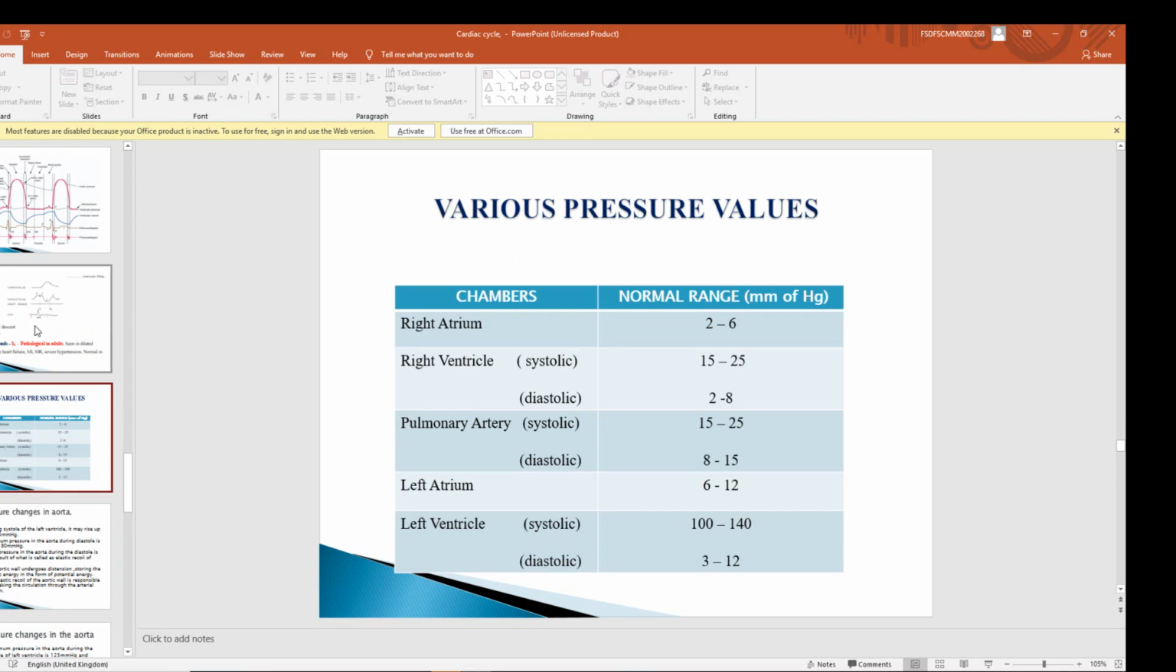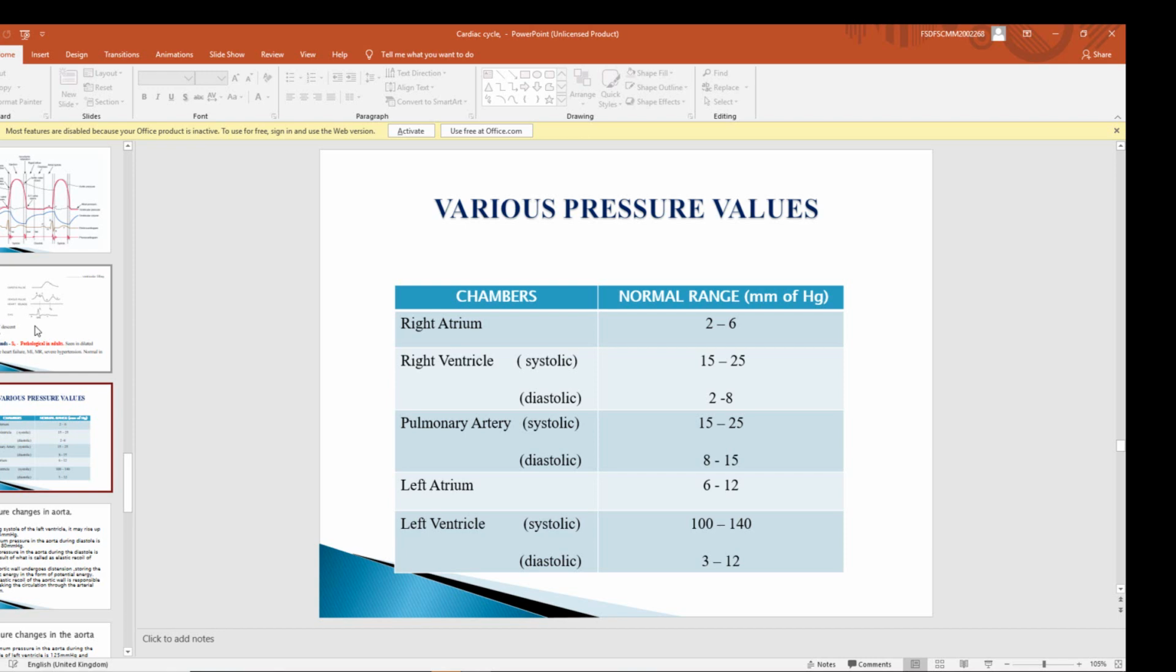There are various pressure values, and you can see that the right atrium ranges 2 to 6 millimeters of mercury. In the right ventricle we have 15 to 25 millimeters of mercury, diastolic is 2 to 8 millimeters of mercury. In the pulmonary artery we have 15 to 25, diastolic 8 to 15 millimeters of mercury. Left atrium is 6 to 12 millimeters of mercury. Left ventricle is 100 to 140 millimeters of mercury, and diastolic is 3 to 12 millimeters of mercury.